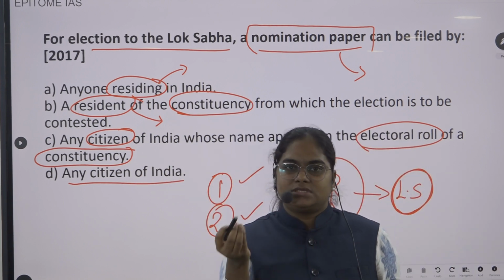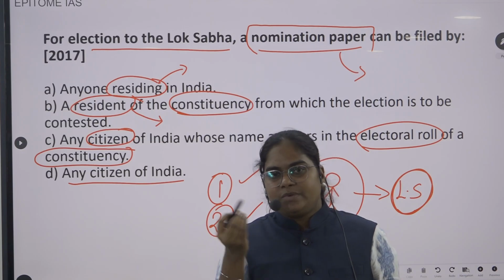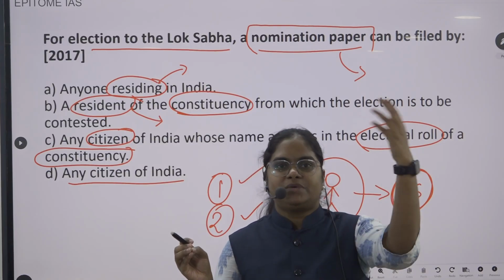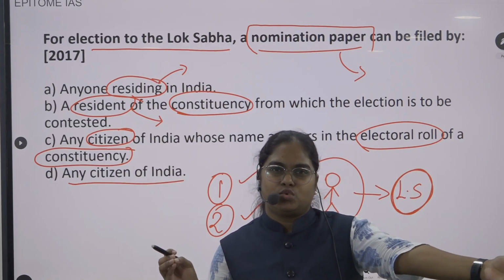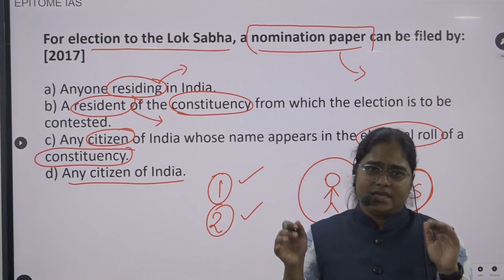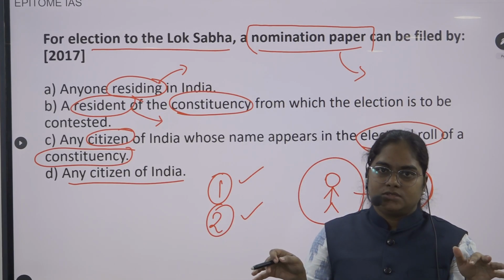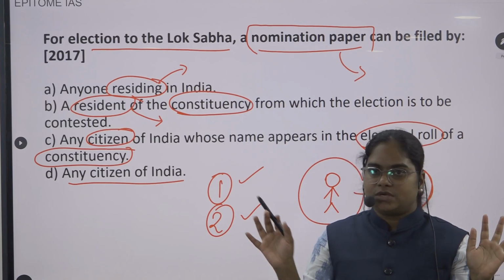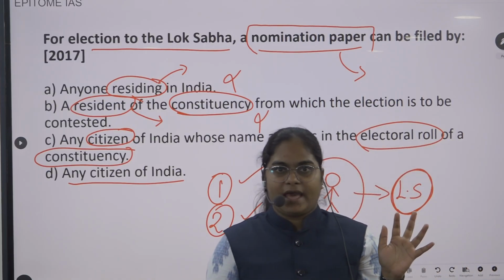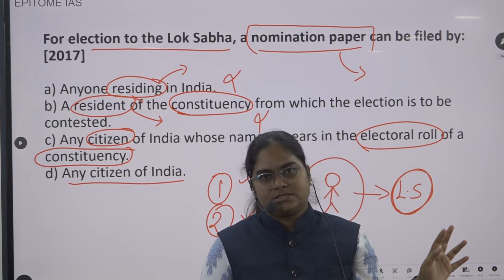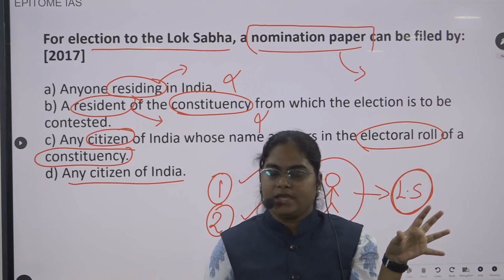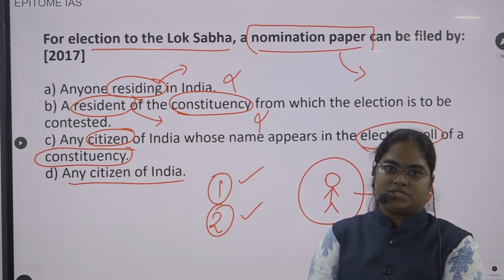So any person residing in India, meaning all the people who are staying in India, citizens plus those people who belong to another country and don't have Indian citizenship, they are just staying in India for the time being. So they are all eligible. That's what it means. So these two statements are wrong. Why? Because we actually need the citizens of India, not the residents of India. Okay, so we can eliminate these two options directly.